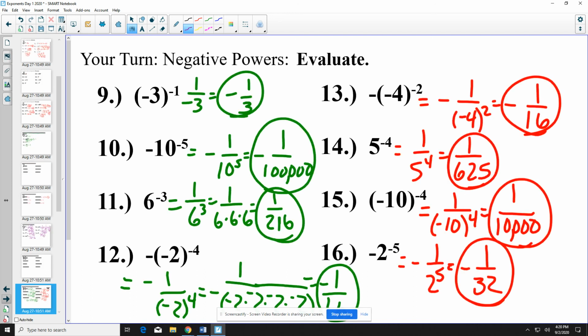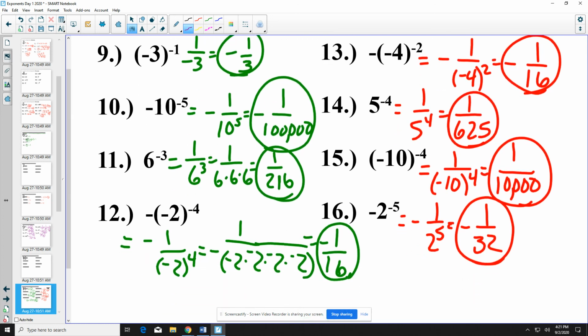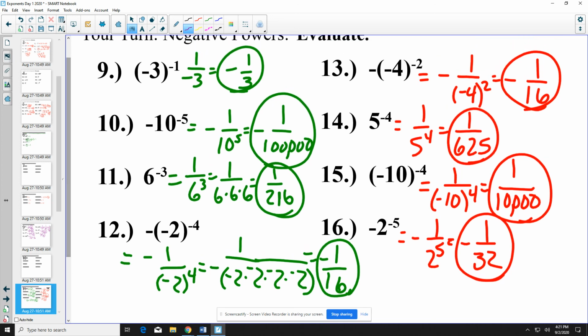Okay, now that you're done, check number 9 and see if you have a negative 1/3. Number 10 is negative 1 over 100,000. Number 11 is 1 over 216. Number 12 is negative 1/16. Number 13 is also negative 1/16. Number 14 is 1 over 625. Number 15 is 1 over 10,000. And number 16 is negative 1 over 32.